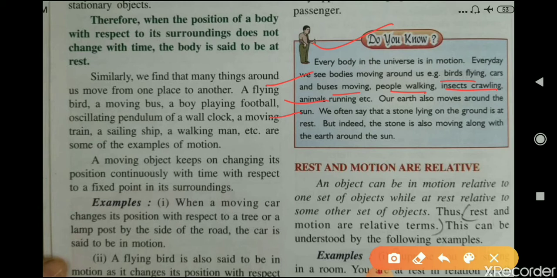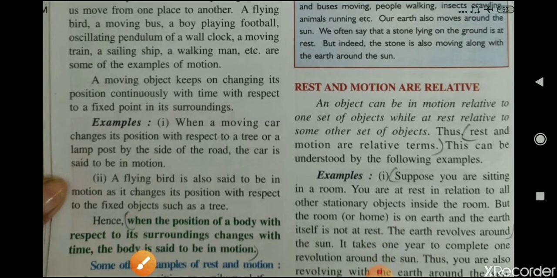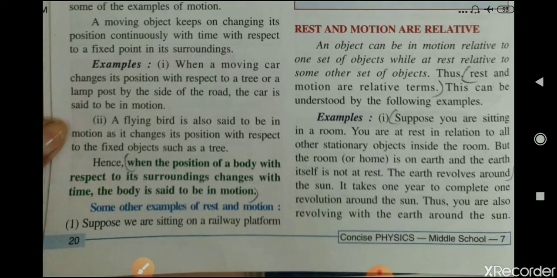Then we often say that a stone lying on the ground is at rest, but indeed the stone is also moving along with the earth around the sun, because the earth is moving and the stone is lying on the earth, so it is also moving. Now, rest and motion are relative. How are they related to each other? An object can be in motion relative to one set of objects, while at rest relative to some other set of objects, as we have seen in the case of that bus driver.